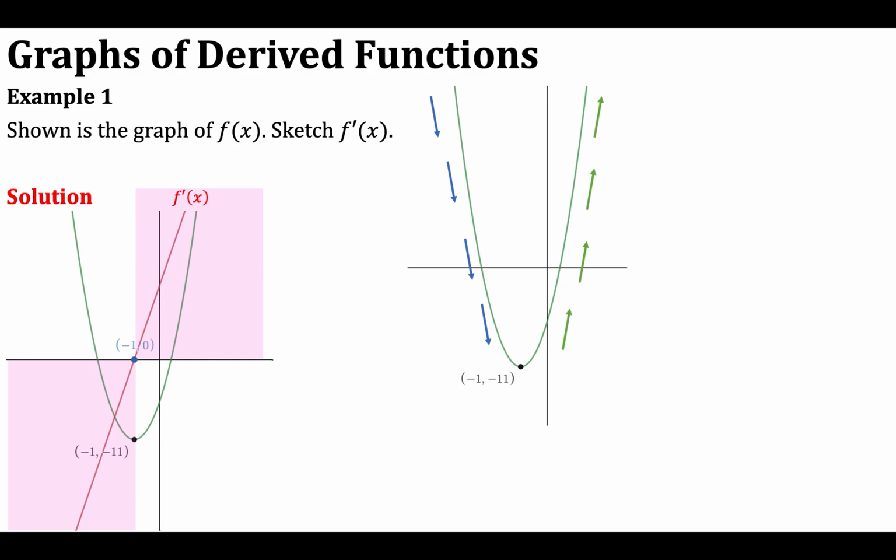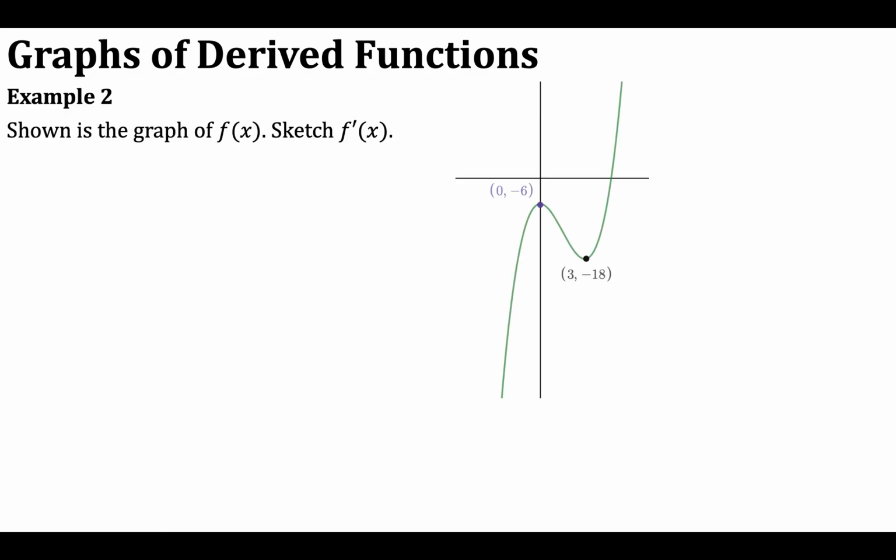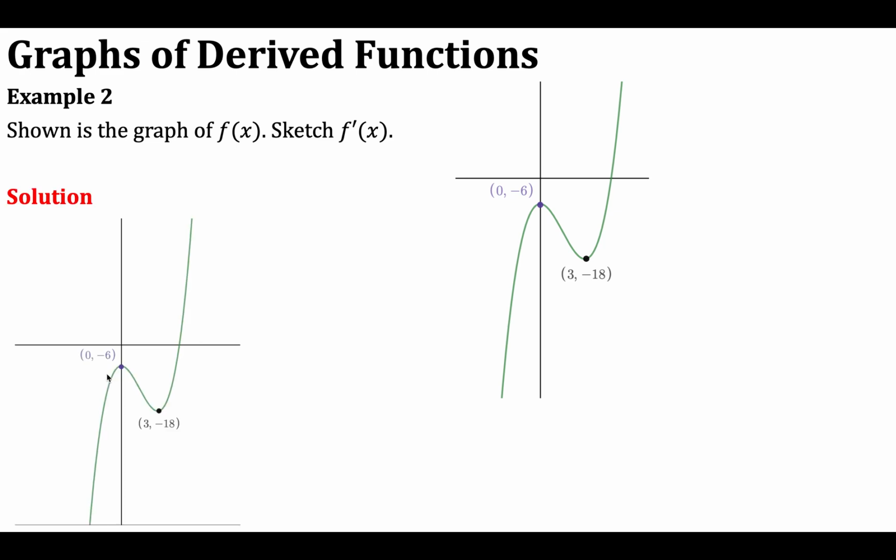So let's have a look at a second example. Again, shown as a graph of f(x), which you can hopefully see this time is a cubic function. It has two stationary points, and we are asked to sketch the graph of f'(x). If we firstly have a look at these two stationary points, remember stationary points have gradient 0, so in the graph of the derivative those become roots. So we have the points here (0, 0) and (3, 0).